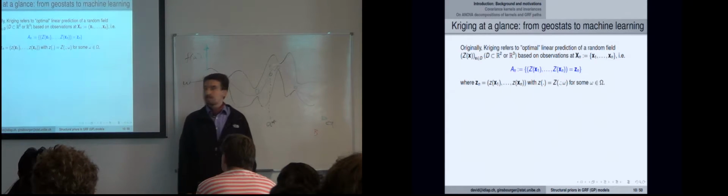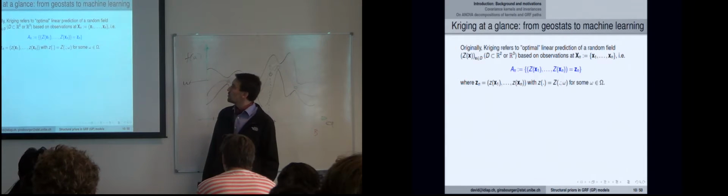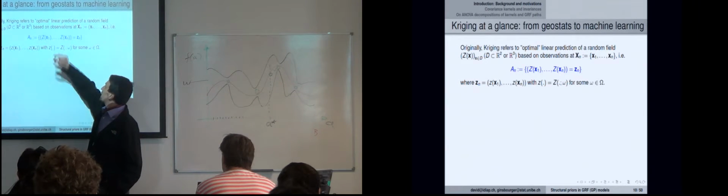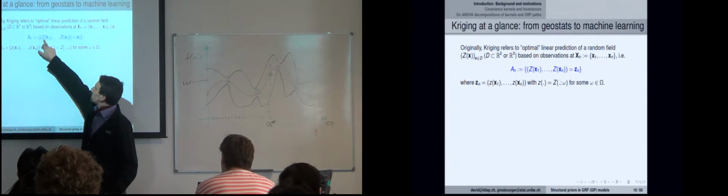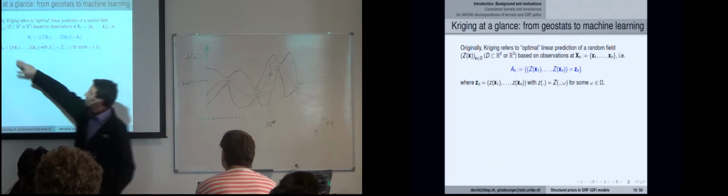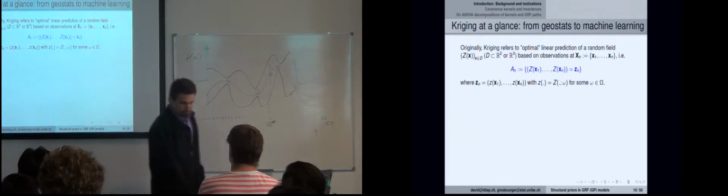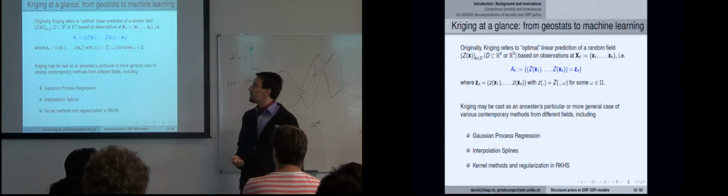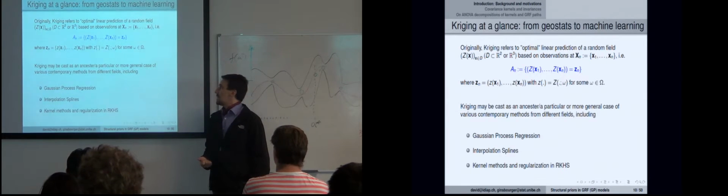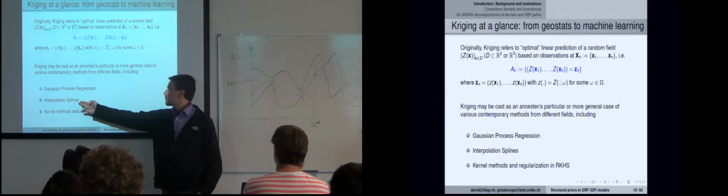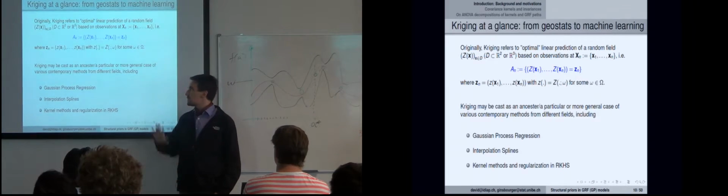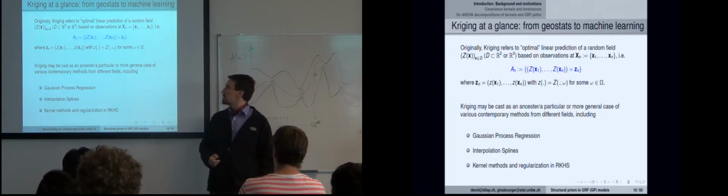So in spatial statistics, Kriging originally refers to doing a linear prediction of a field that you have observed at a given set of locations, x1, ..., xn. This field, Z, is a kind of random function, actually. This is a typical notation for Z. What we are doing now, which means predicting the field based on these observations, is related to Gaussian process regression, of course, but also to interpolation splines and regularization in reproducing kernel Hilbert space. So these are facets of somehow the same problem.